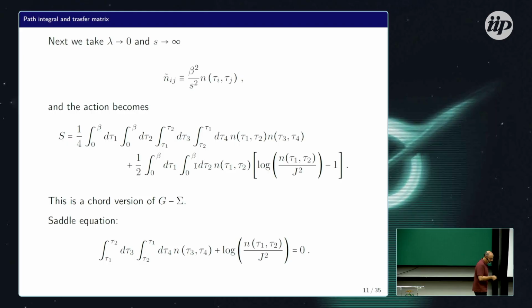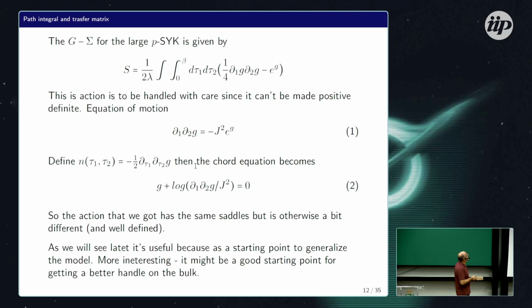Okay, so this is an action, fine, it's like a non-local weird action. You can write the saddle point equation of that. And at this point, I'd like to remind you that the G sigma for large P SYK, exactly what you were asking, has this form. You can either do saddle points or expand, but this essentially has some problem that it's not bounded from below.